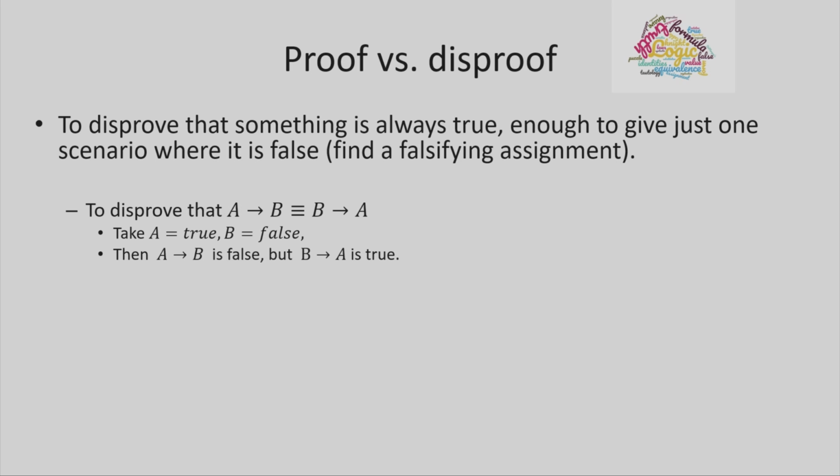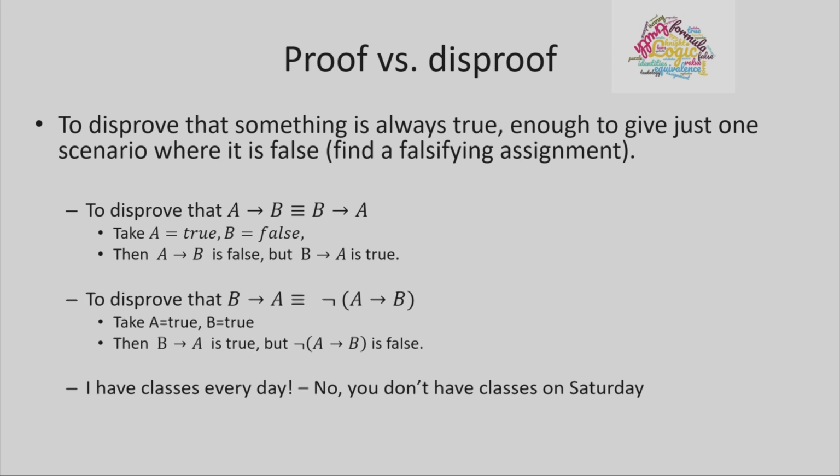So this comes up a lot. If you need to prove, usually you need to go through different steps, infer stuff. If you need to disprove something, you just need to find one counterexample. So, for example, if you say, oh, I have classes every day, it's enough for me to say, well, wait a moment, do you have a class on Saturday? No? Well, you know what, then you don't have classes every day. You can surely have classes Monday to Friday. You can even have a class on Sunday. But as long as I can point to one day when you don't have classes, I disproved that I have classes every day statement.